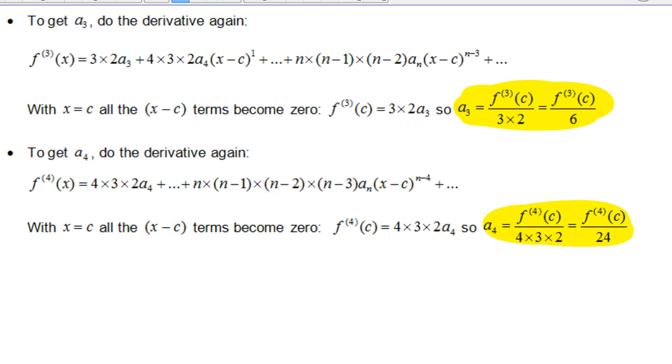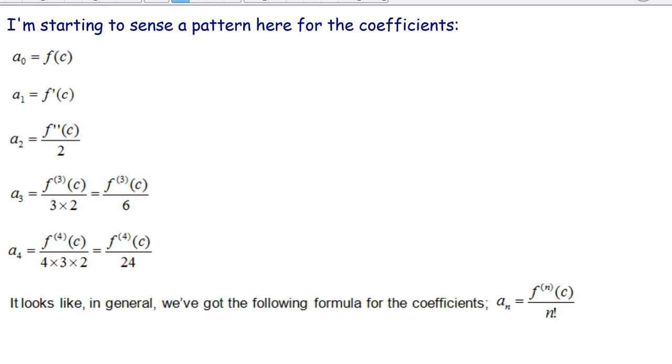Now, I'm not sure if you can see a pattern at this stage in these coefficients. If you put all these results together, then you end up with this. These are the coefficients that you end up with. If you look through, you can see that in general, we've got a formula for the coefficients. So the nth coefficient will be equal to the nth derivative. Remember here we have the zeroth derivative.